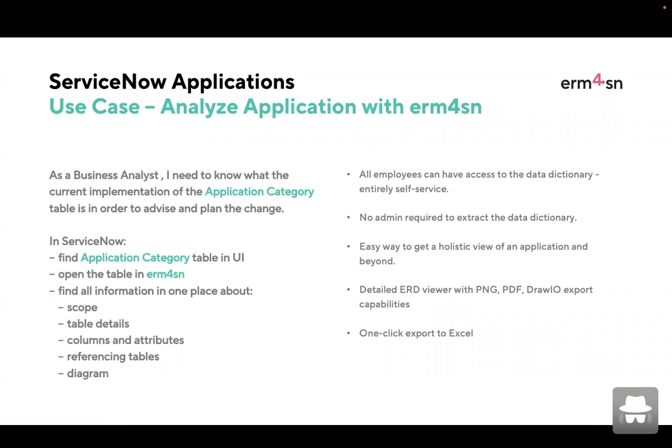So what we have, if we analyze an application with ERM for SN, we open the table in the UI. We click on the link to open it in ERM for SN, and we find all the information in one place. We see the scope, we see the table details, the column and the attributes, referencing table, and we have a nice diagram which we can use as a baseline for our change. We can also use it then later when the change is implemented for documentation of the change.